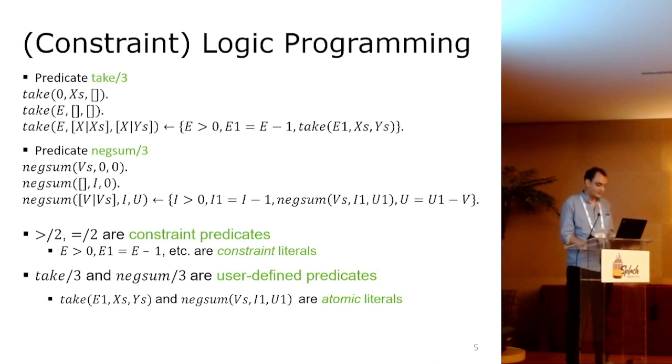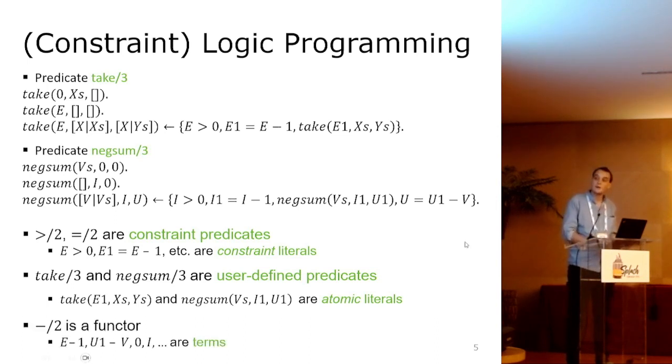Both are considered literals. And then we have, as usual, functors, which allow to build terms. So in our example, for example, E minus 1 is a term built on the functor minus, and the terms are used as the arguments of the literals.